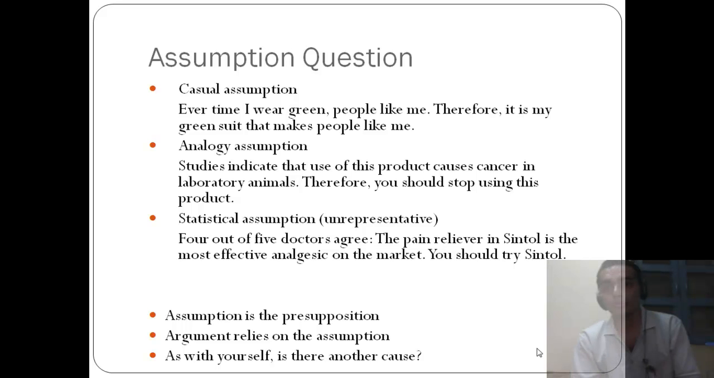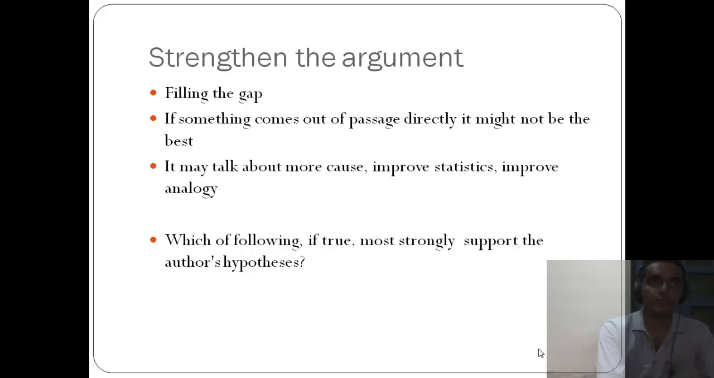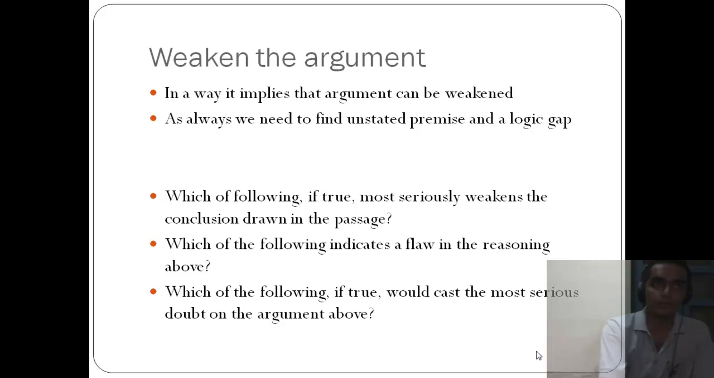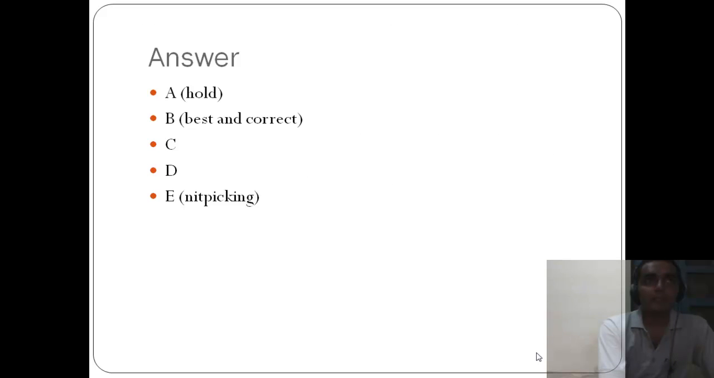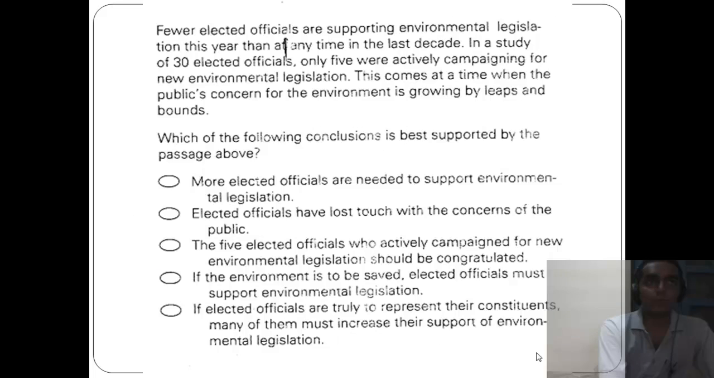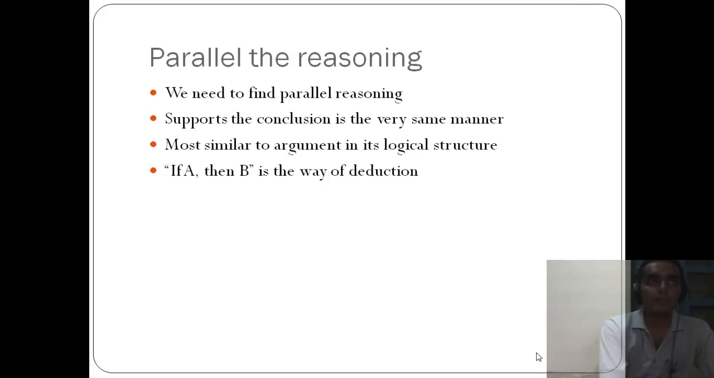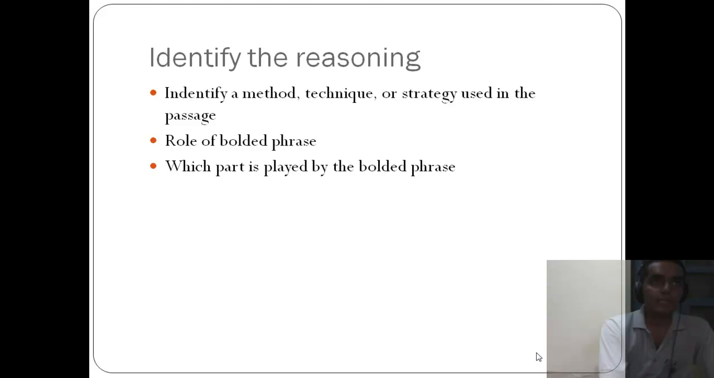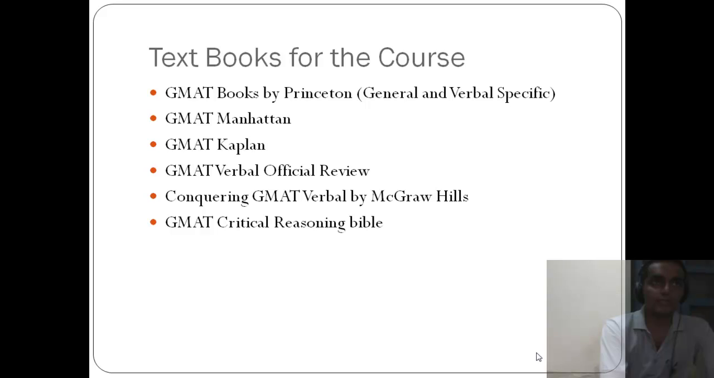We are going to do each and every one by one. So we'll start with the assumption question, look at one, then we'll start with the strengthen-the-argument question. We'll do one question, understand how to do it, then we'll look at weakening the argument, then we'll look at the inference question, and then we'll look at the parallel reasoning question, and we are going to check out all these things in the first class and understand.